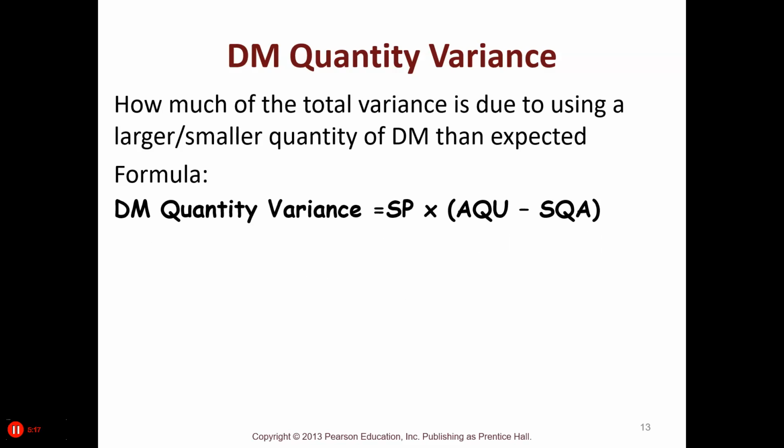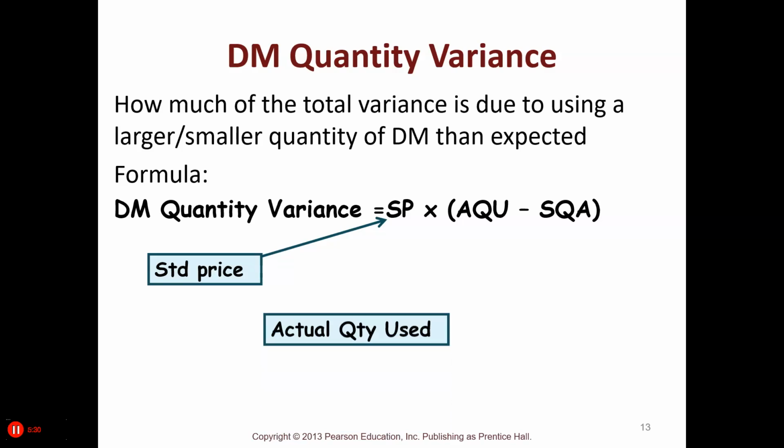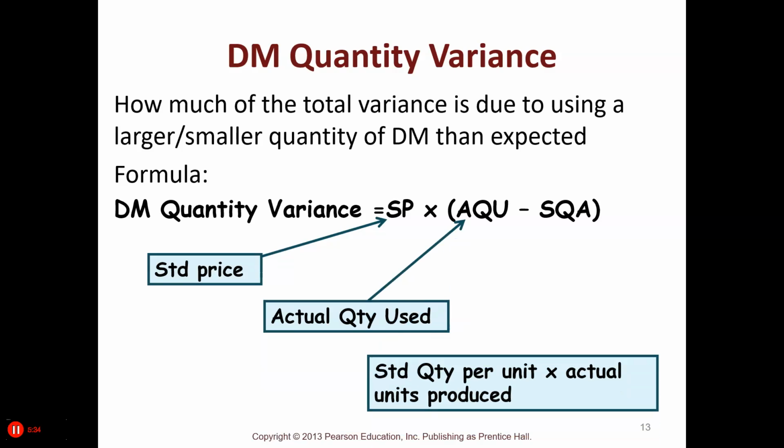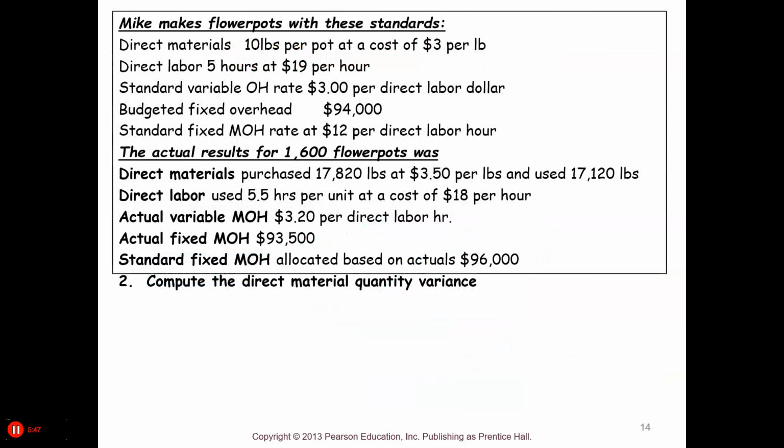That's going to be the standard price times the actual quantity used minus the standard quantity that should be used based on the actual units produced. So there's your standard price, actual quantity used, and the standard quantity per unit times the actual units produced. That's what we're going to use here. Now, my suggestion is when you go to do your homework, write down the formulas because then you can find what you're looking for. Now, here's our example.